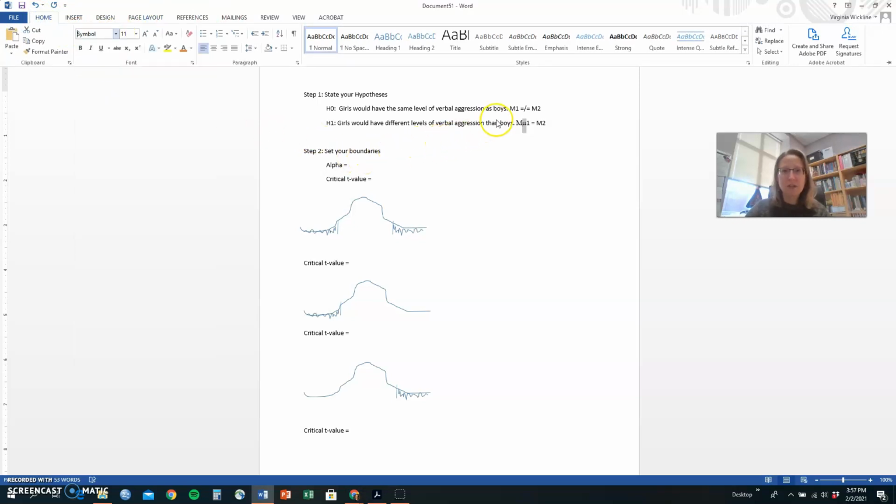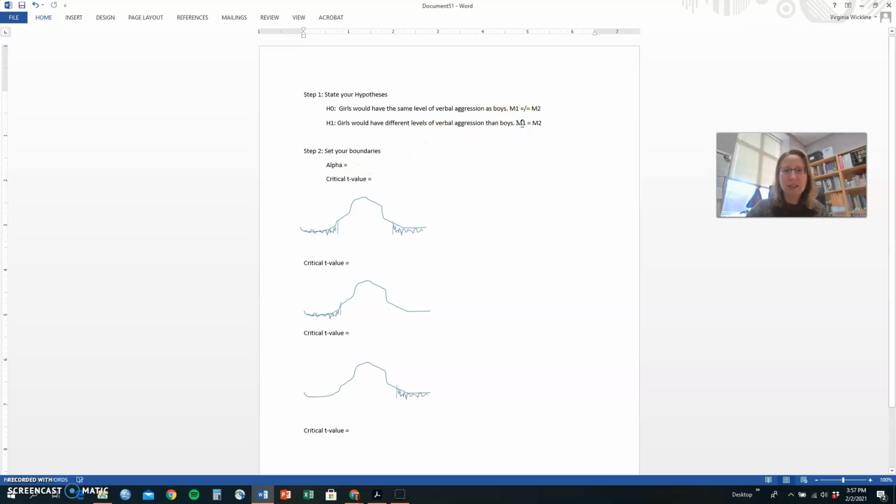So, little trick there. You will tend to see sometimes these swoopy Greek letters instead of those letter m's here, but it's still suggesting that the mean for one group is the same as the group in our null hypothesis, and that those means are not the same in our research hypothesis.